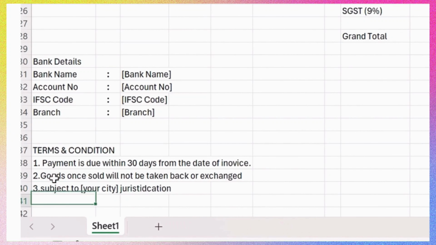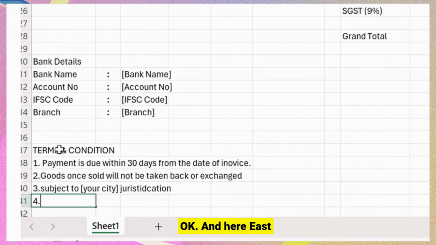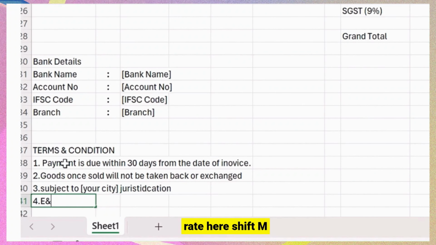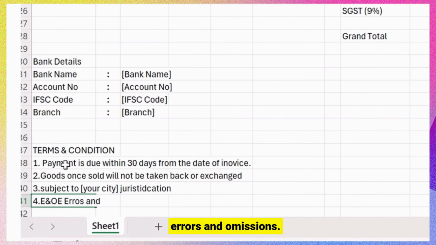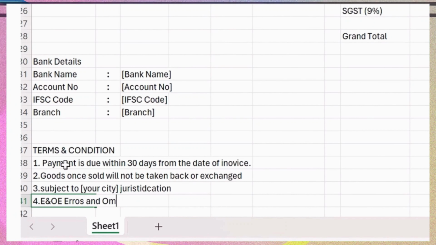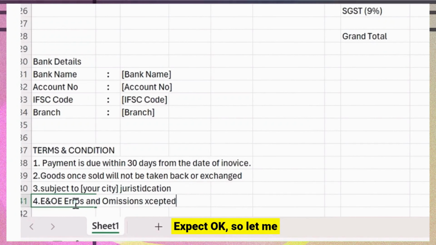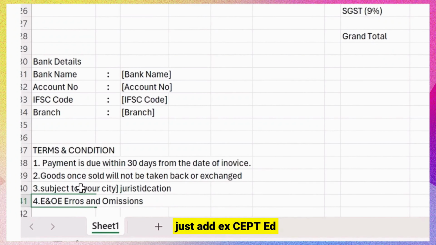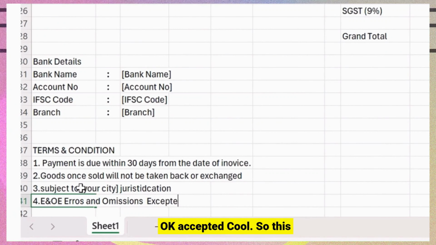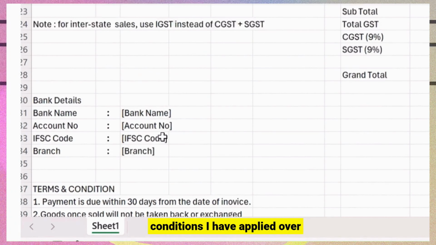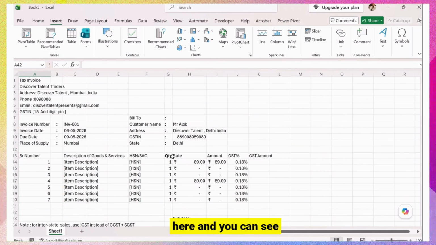Jurisdiction. Okay, and here E and OE at the rate here, shift and person, and over here, let's say OE, errors and omissions, excepted. Okay, so let me just add EXCEPTED. Okay, accepted. Cool. So this is the basic terms and conditions I have applied over here.